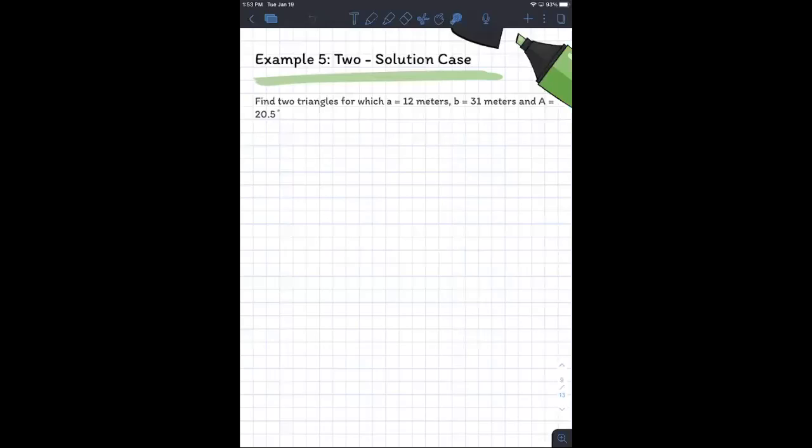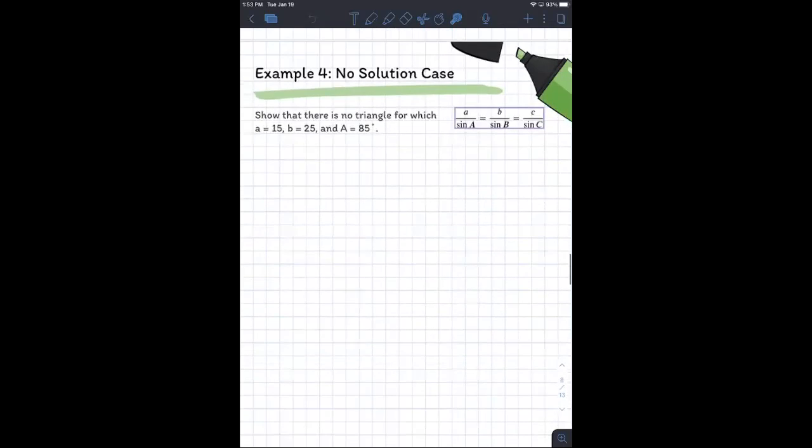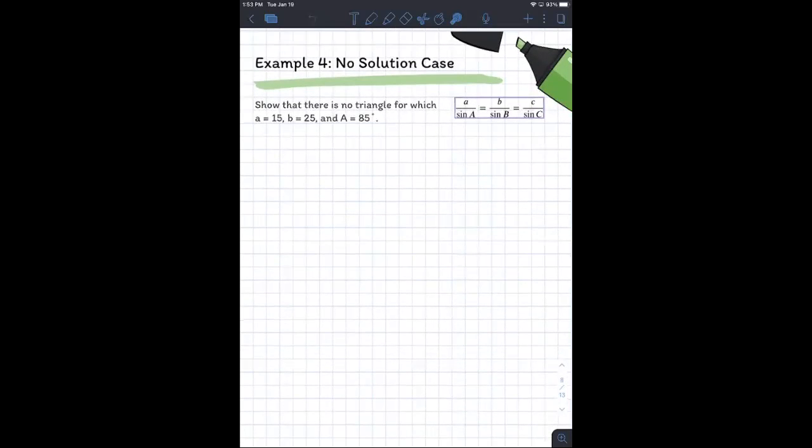It won't be confusing. So for example 5, and it switched me to the wrong example. For example 4, and then we'll do example 5. This one has no solution, so we kind of talked about this briefly of trying to draw this triangle.